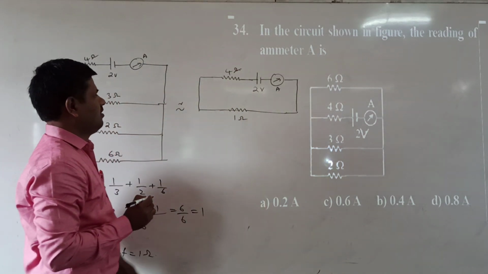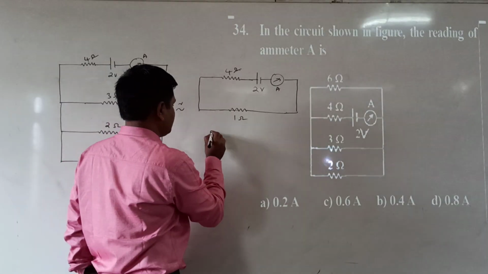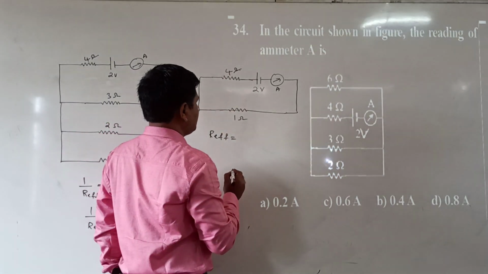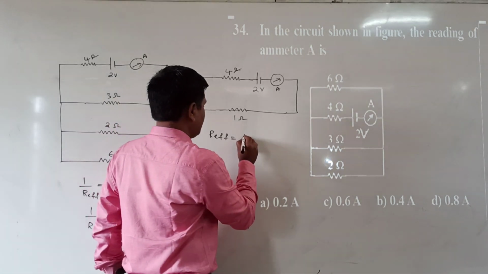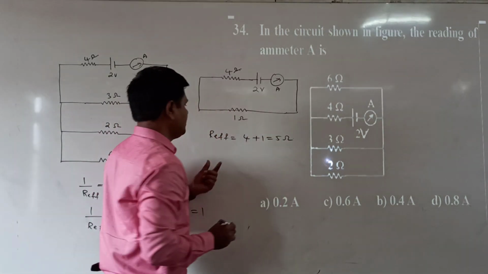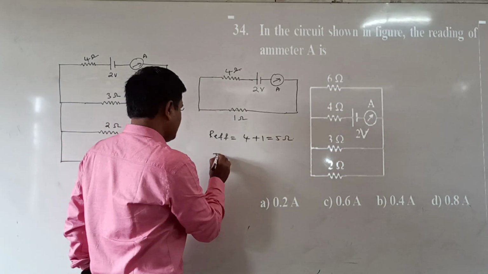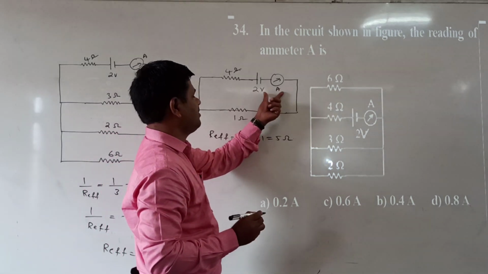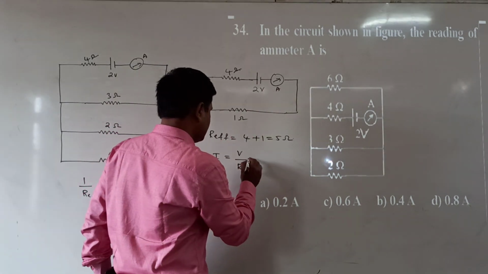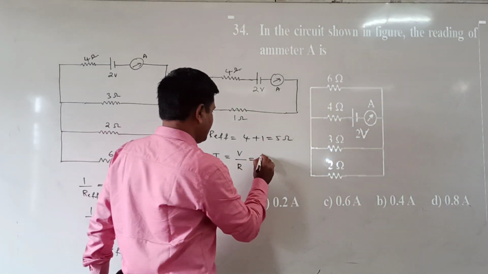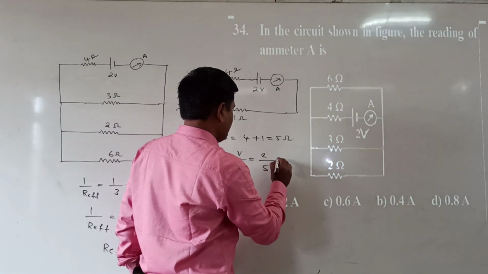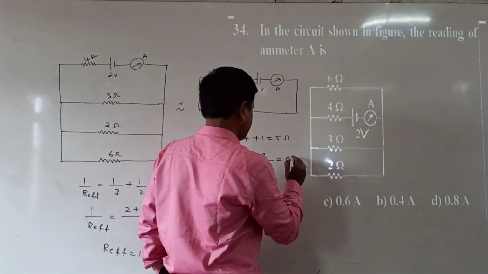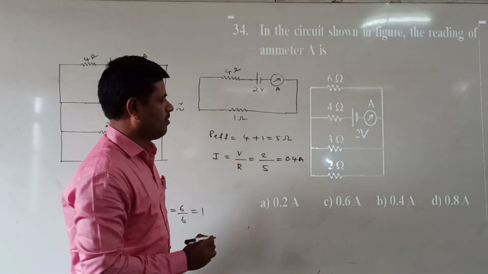Now we can find the current. Again, we can find the total effective resistance in this circuit. Effective resistance is equal to 1 ohm plus 4 ohm, both in series combination. Series combination means 4 plus 1 is equal to 5 ohm. Now I, the current, what is the formula? Ammeter reading means we have to find the current value. I is equal to V by R, where V is voltage 2 and R effective is 5. 2 by 5 is 0.4 amperes. 5 4s are 20, so 0.4 amperes.